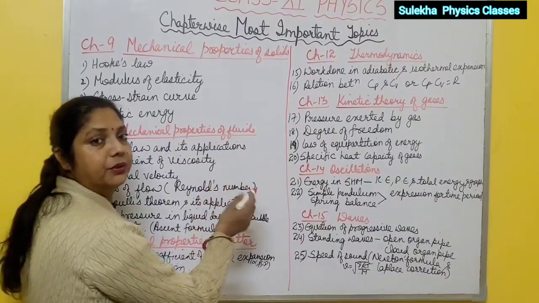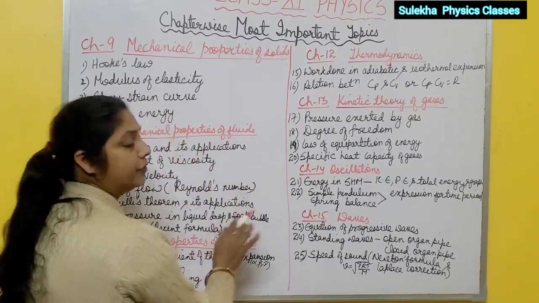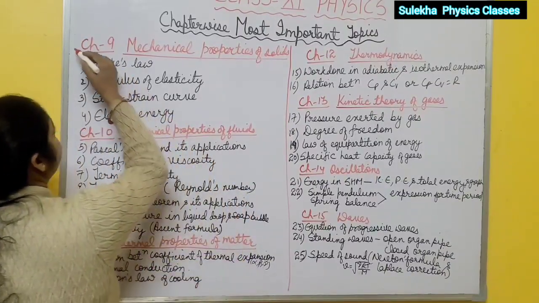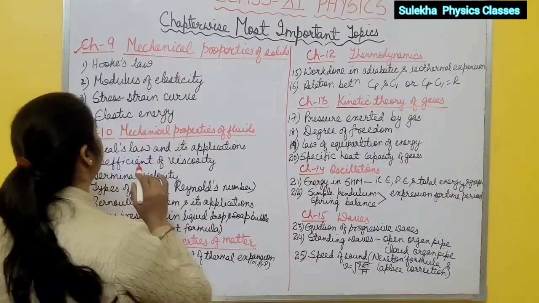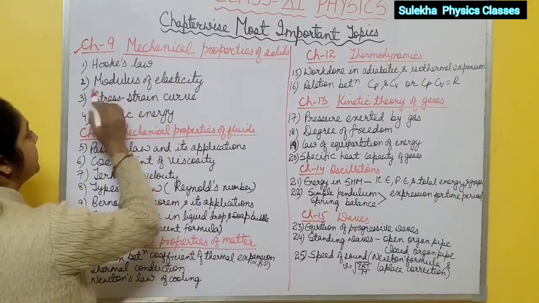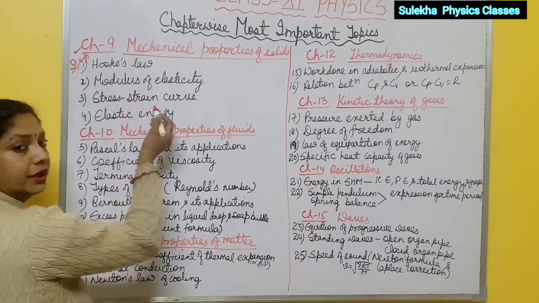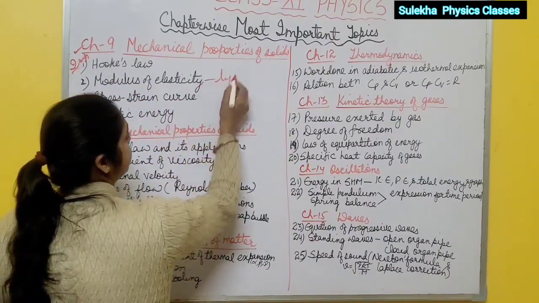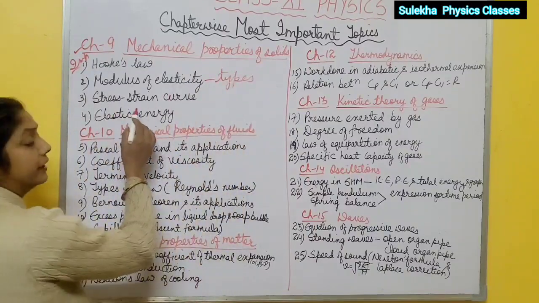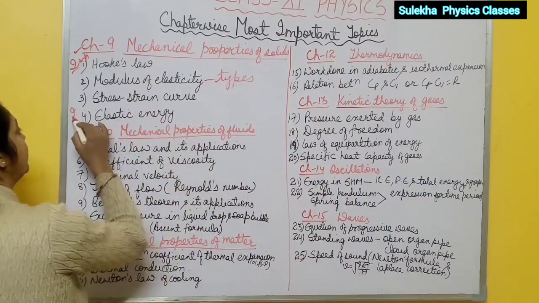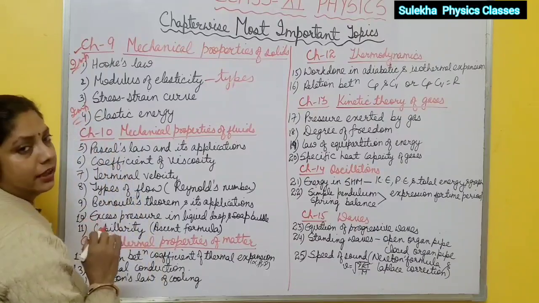Now in part 2 there are 7 chapters from chapter 9 to chapter 15. In chapter 9, that is mechanical properties of solids, there are many important topics. First one is Hooke's law, very, very important. Then modulus of elasticity and their types, then stress strain curve, and last important topic is elastic energy, right?